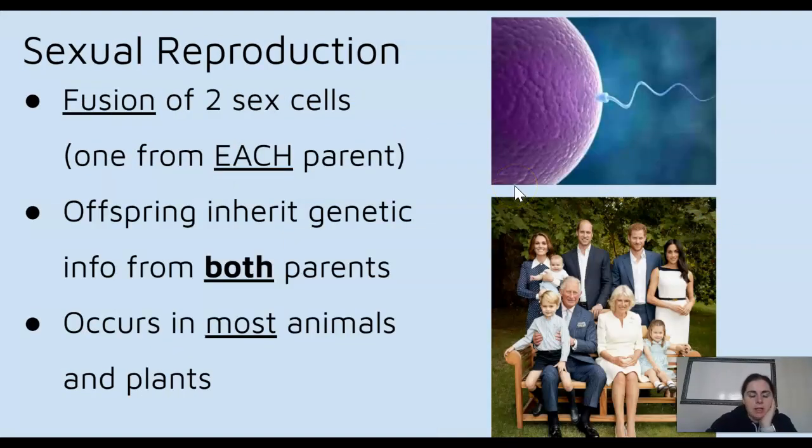Sexual reproduction, on the other hand, is a fusion of 2 sex cells. You get one from your mom, one from your dad, one from the female, one from the male organism, and they combine to become a mixture. And the offspring inherit genetic information from both of your parents. This occurs for most animals and plants.